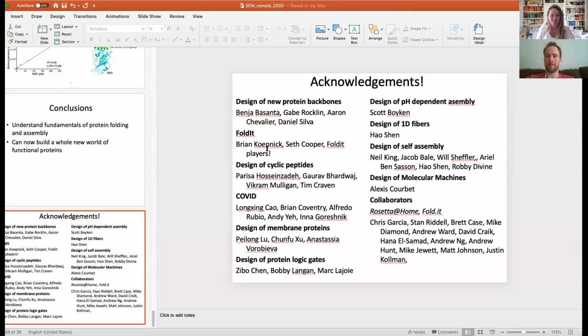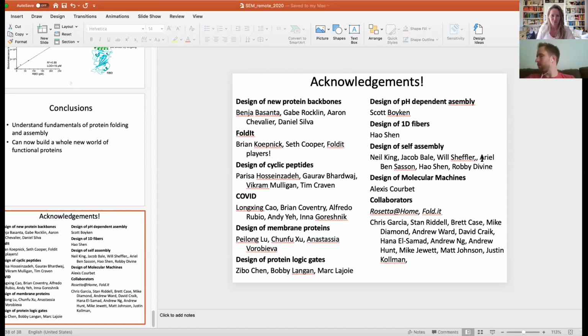Let's see, I talked about the work of a lot of people. Brian Koepnick really led the Fold It work. Parisa and Gaurav really pioneered those membrane permeable cyclic peptides I described at the beginning. The COVID work is done by Longjin Cao and Brian Coventry and Ina, who did the therapeutic work, and Alfredo and Andy did the switch design work. The design of the potassium channel work is out of Chunfo Zhu and Peilong Liu, working with Bill Catterall. I talked about the heterodimers of Zibo Chen, the 1D fibers of Hao Shen, and the self-assembly.